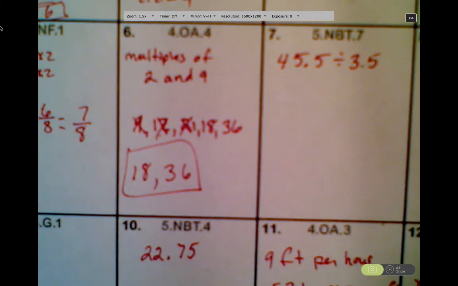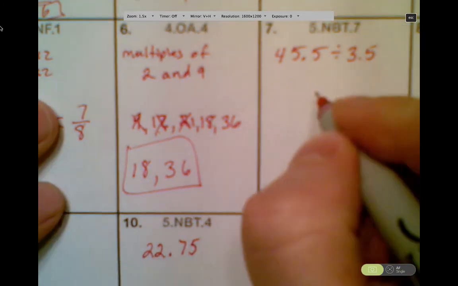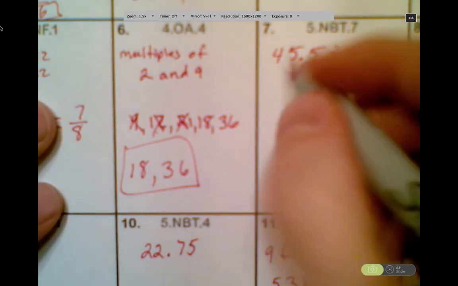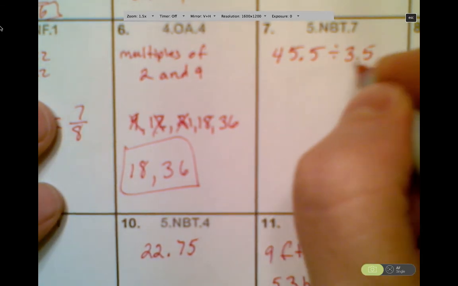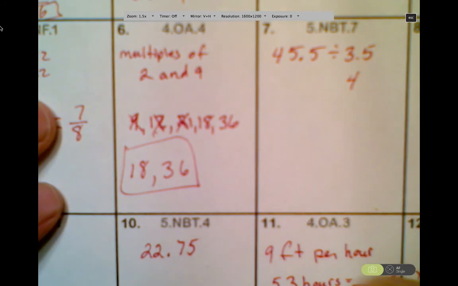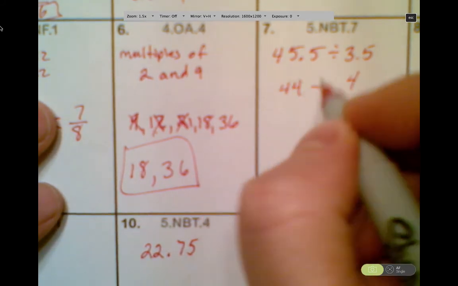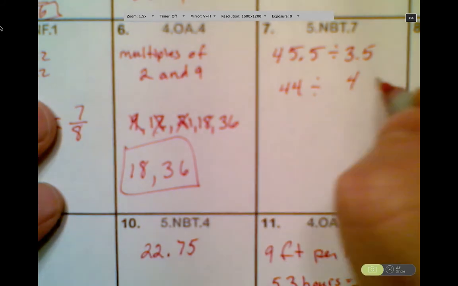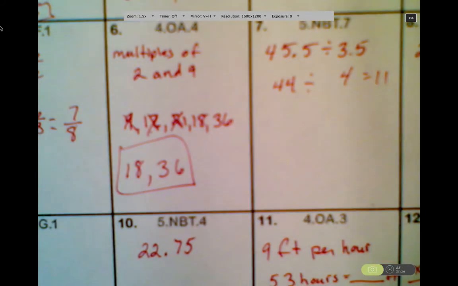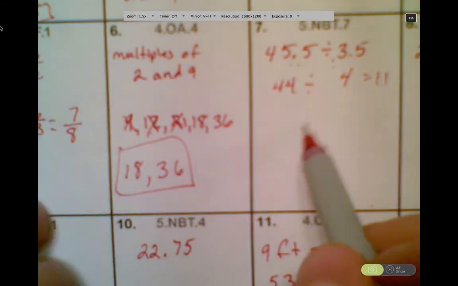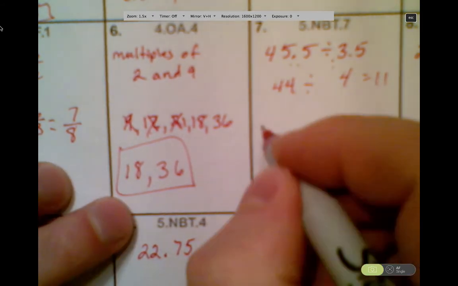Number 7, estimate first and find the exact quotient. 45 and 5/10 divided by 3 and 5/10. I'm going to try to find some numbers that I already know and I can do in my head. I'm going to pretend that this guy here is a 4. And then I know that 44, I can divide 44 and 4. That's going to give me 11. Why is that important to me? Because I know when I'm finished dividing these two numbers right here, my answer better be close to 11. If not, we've done something wrong.